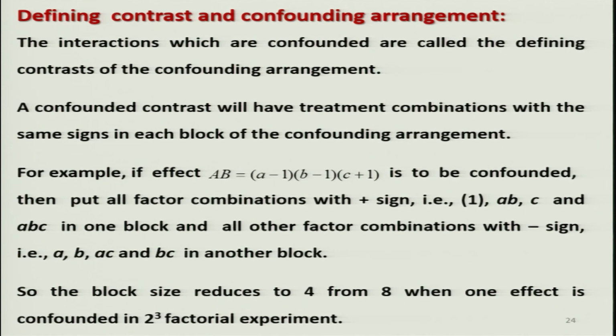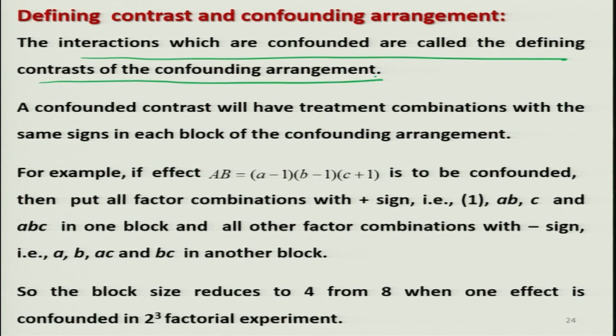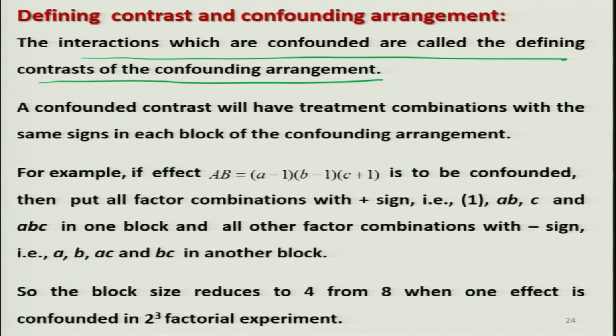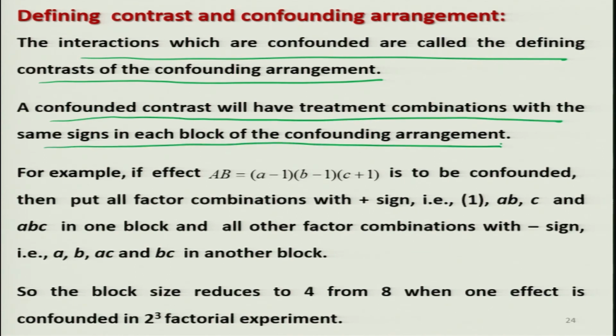So, now we have here a definition that the interactions which are confounded are called the defining contrast of the confounding arrangement. For example, in the earlier case you have confounded ABC. So, ABC is the defining contrast in this case, right. Now, I can say that a confounded contrast will have treatment combinations with the same signs in each block of the confounding arrangement.